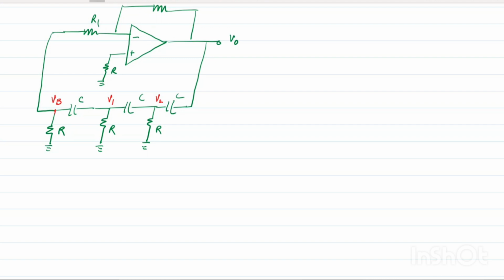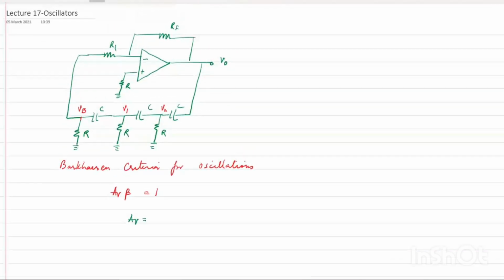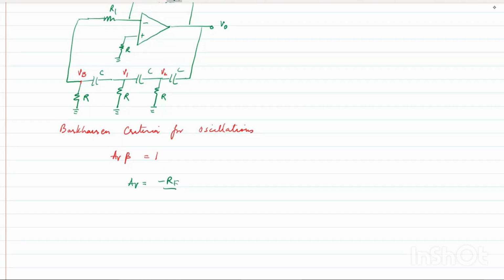Yes, ma'am. So tell me now, what is my Barkhausen criteria for oscillations that I have to start with? What is that condition? AV beta equals 1. Tell me, what is AV in this network? Minus RF upon R1. Yes, very good. This is AV.